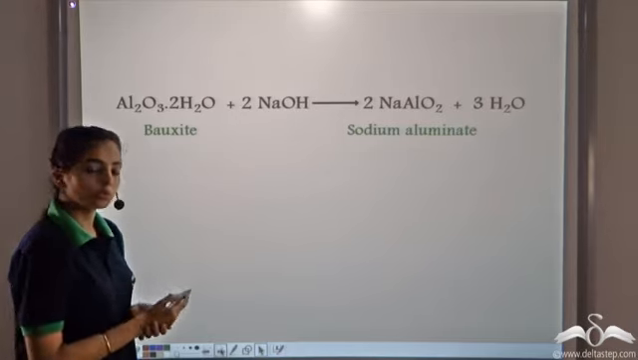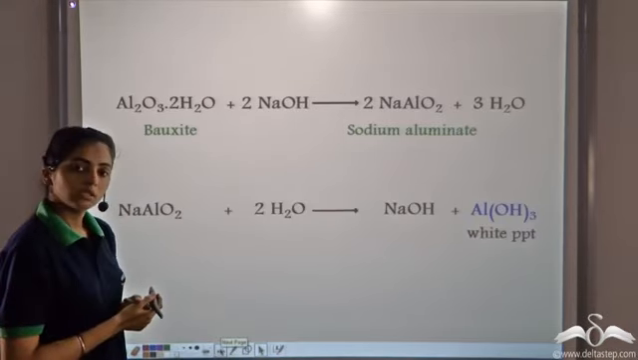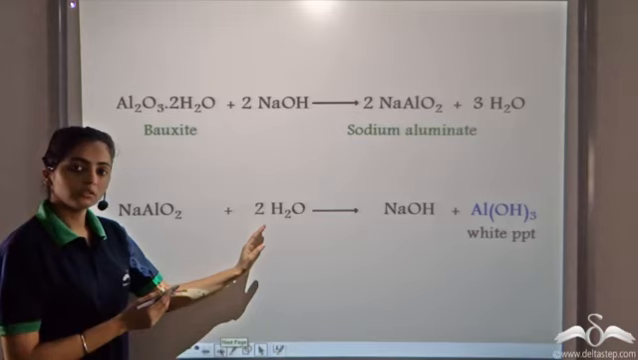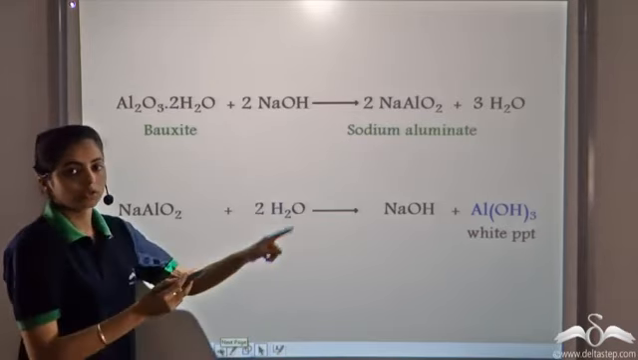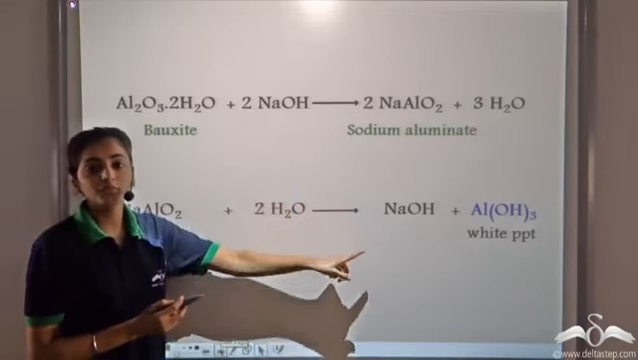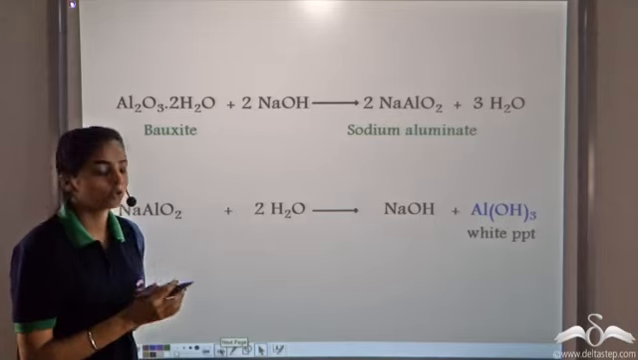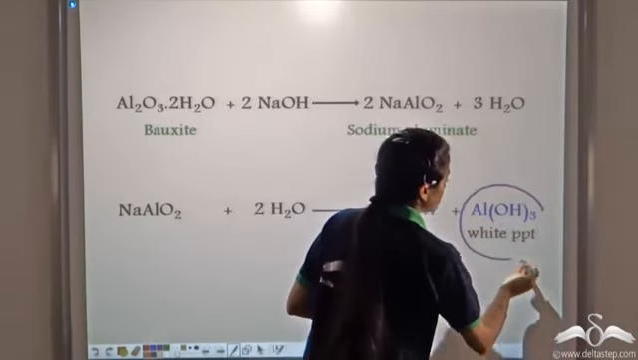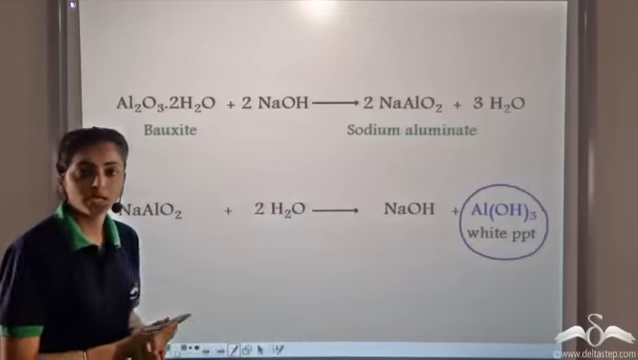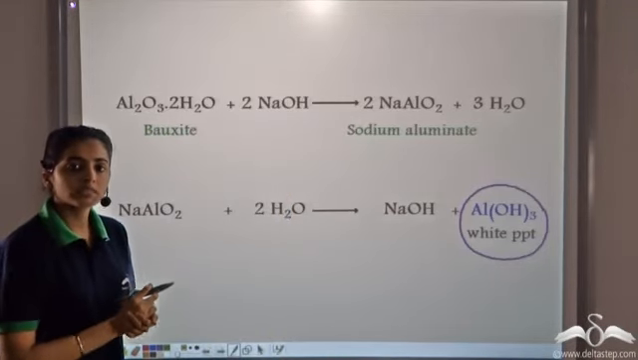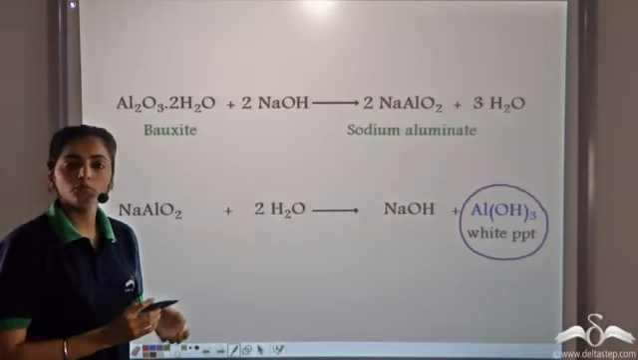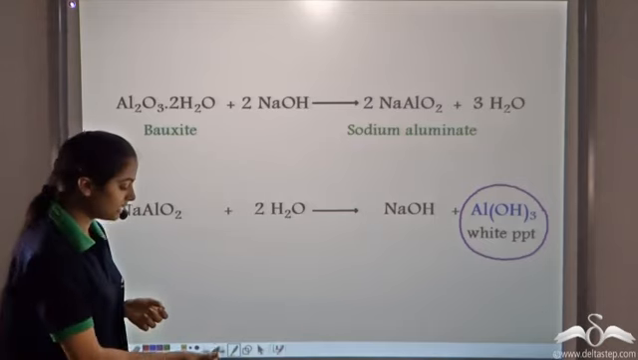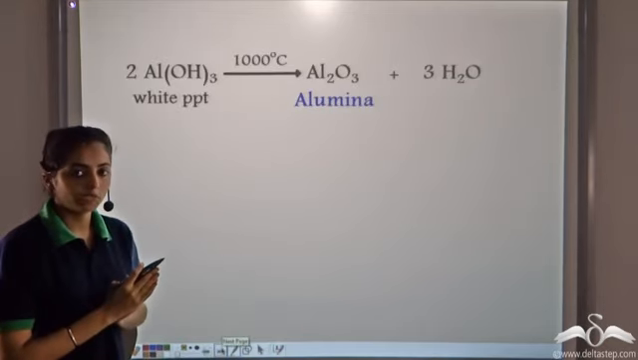Then we take sodium aluminate. It is made to react with water. It forms sodium hydroxide back and a white precipitate of aluminium hydroxide. So this is the technique to get aluminium hydroxide from bauxite. This is a white precipitate. Now from aluminium hydroxide, it is very easy to get the oxide of aluminium.